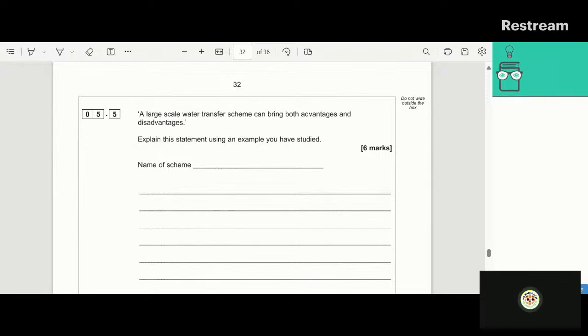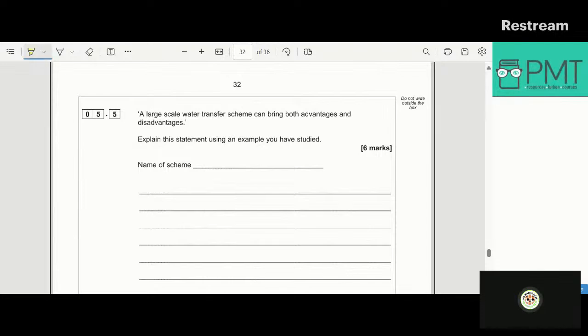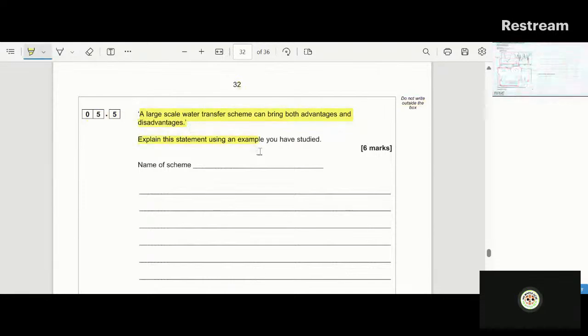A large-scale water transfer scheme can bring both advantages and disadvantages. Explain what the statement means using an example that you've studied. So you have to link a specific water scheme that you've studied.